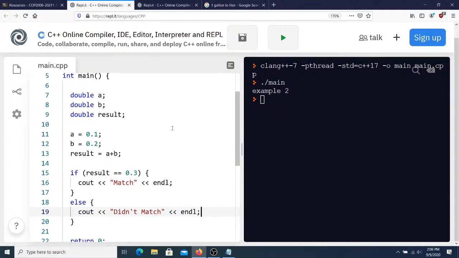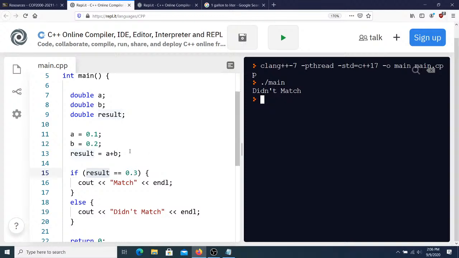So just going through the logic without running the code, any sane person would think that 0.1 plus 0.2 is equal to 0.3, correct? Every math class I've ever taken, that would be the normal answer. So on planet Earth, you'd think that it would print match, correct? Because it would say, okay, is 0.3 equal to 0.3? Yes. But it says didn't match.